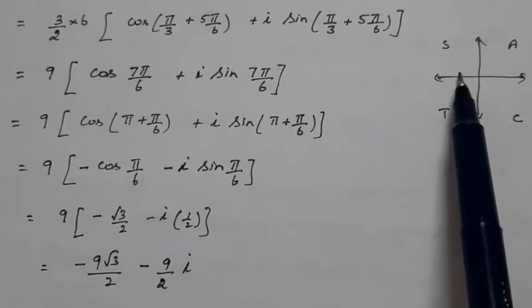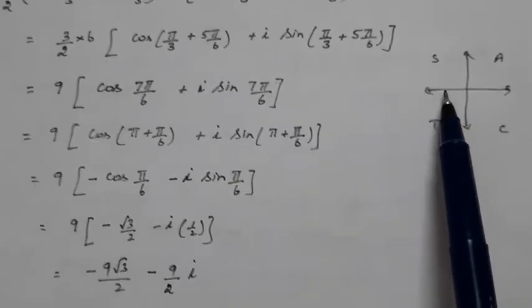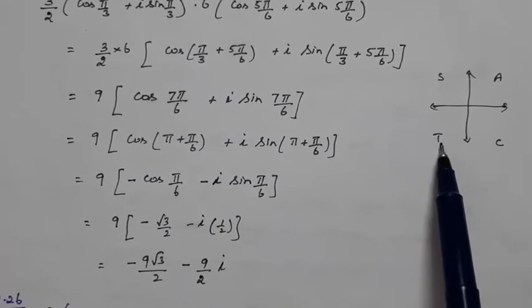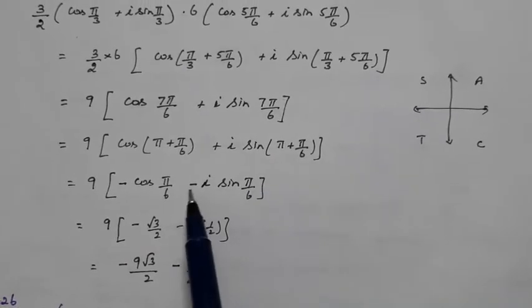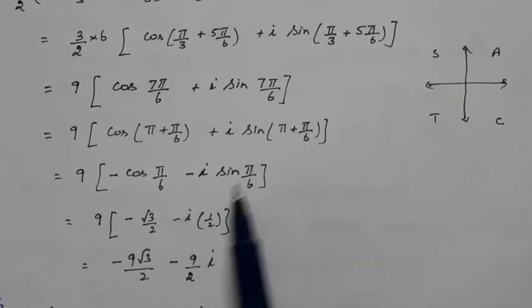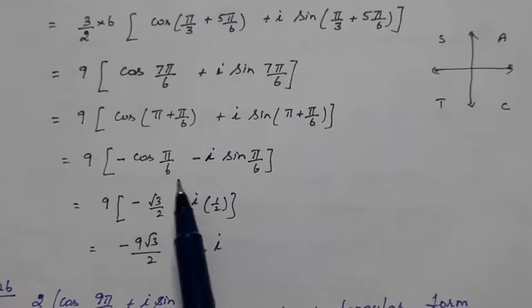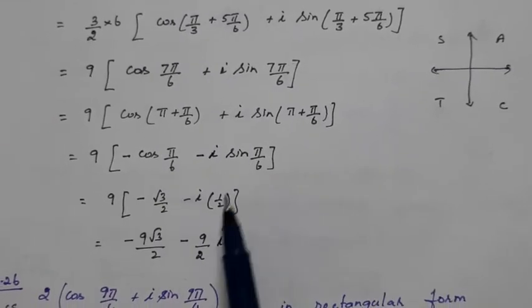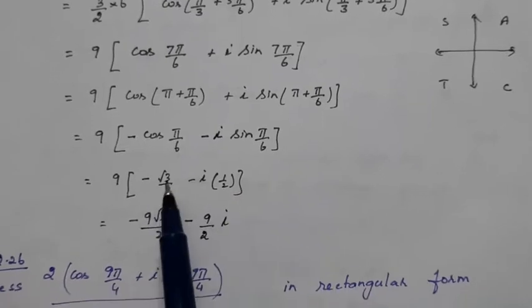Similarly here, sin of pi plus pi by 6 will be in the third quadrant. In the third quadrant, tangent is positive. So sin will be negative. So minus sin pi by 6. Now what is pi by 6? Pi by 6 is nothing but 30 degrees. So cos 30 is root 3 by 2, giving minus root 3 by 2. And here sin 30 is 1 by 2, so minus 1 by 2.